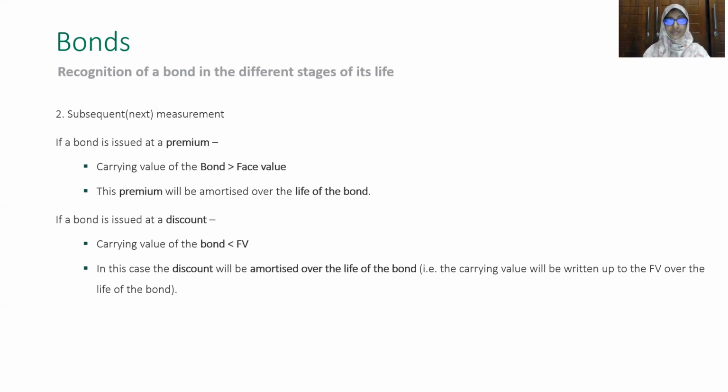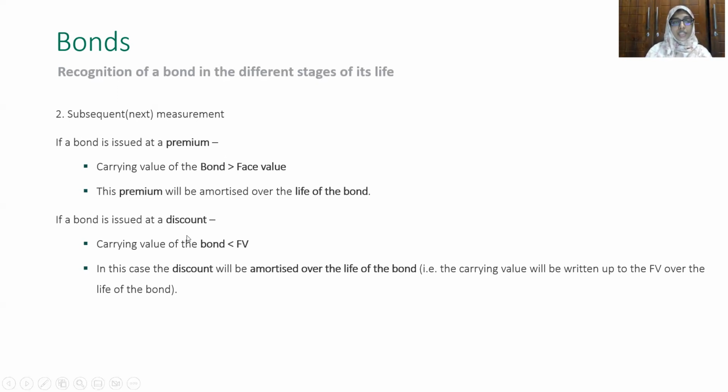Therefore, it is issued at a premium. So this particular premium will be amortized over the life of the bond. What happens is you take this premium and it is amortized over the life of the bond. So this is what premium means.